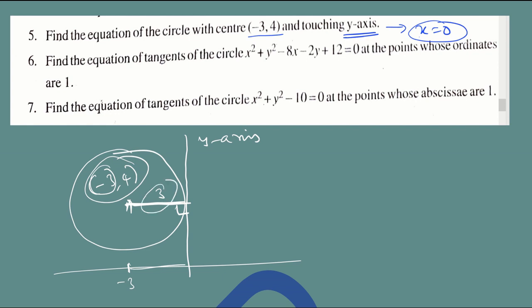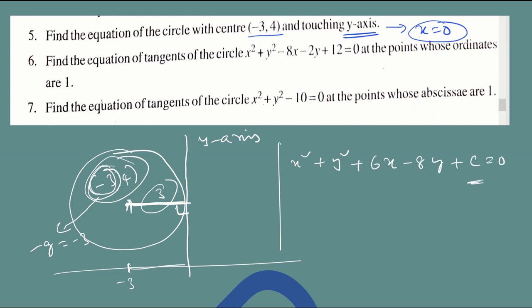For fun, I can do it like this also. Observe that the circle equation is nothing but x square plus y square plus 2gx plus 2fy plus c is equal to 0. You see the center, the x coordinate is minus 3. We know that this is minus g. Minus g is minus 3 means g is nothing but 3. Similarly, you will get minus 8y plus c is equal to 0. The only thing you don't know is c.